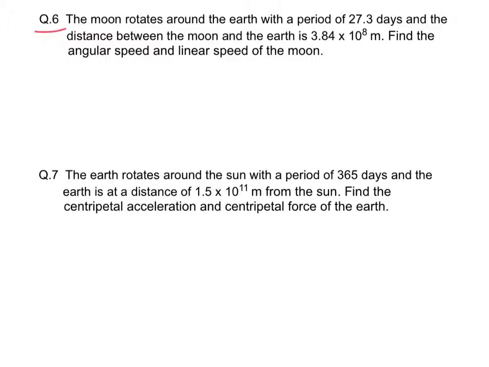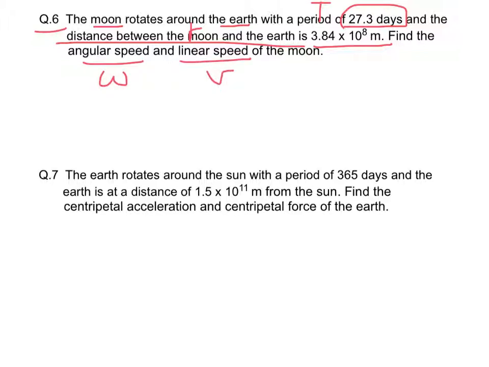Question number 6. The moon rotates around the earth with a period of 27.3 days, and the distance between the moon and the earth is equal to 3.84 times 10 to the power 8 meter. Find the angular speed and linear speed of the moon.